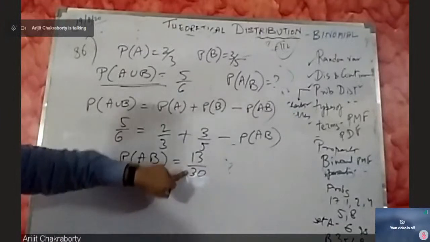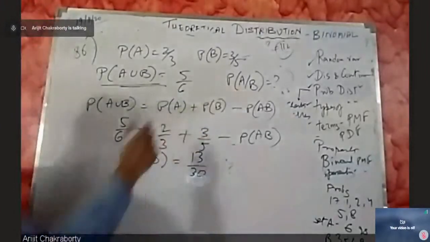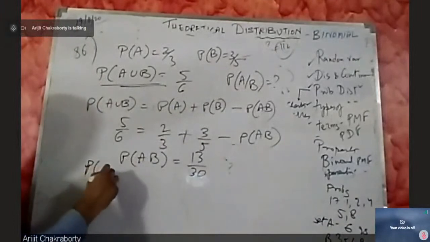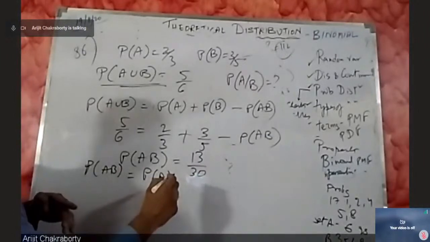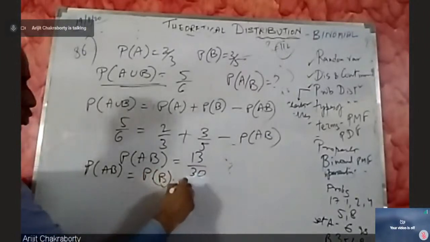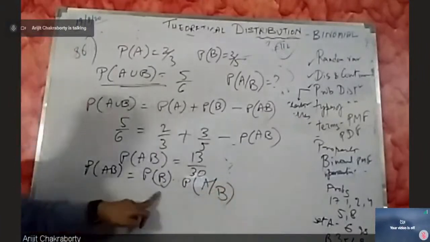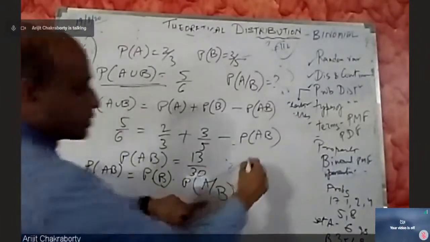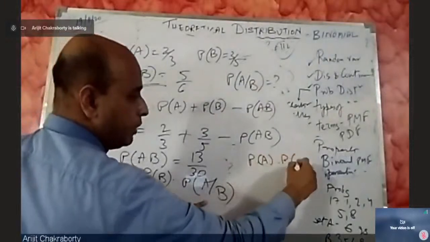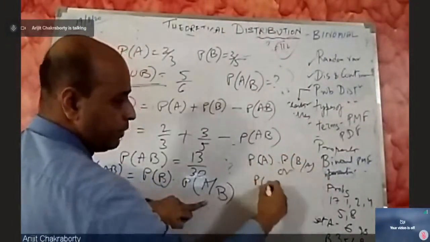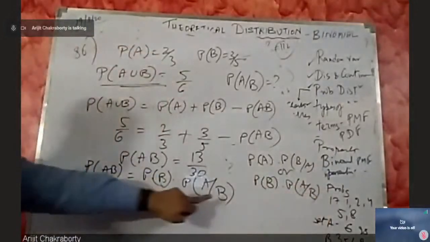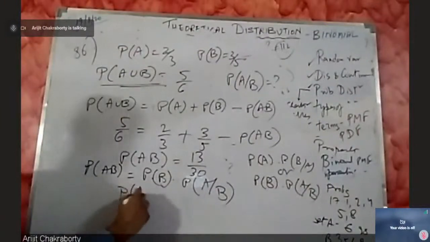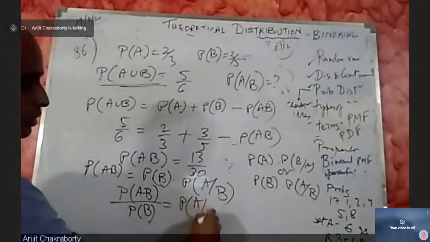Now you have to find P(A by B). You know the conditional probability formula: P(A intersection B) is equal to P(A) into P(B by A), or P(B) into P(A by B). There are two formulas. Here we need A by B. So A by B you will get how? P(A intersection B) divided by P(B). You will get P(A by B).